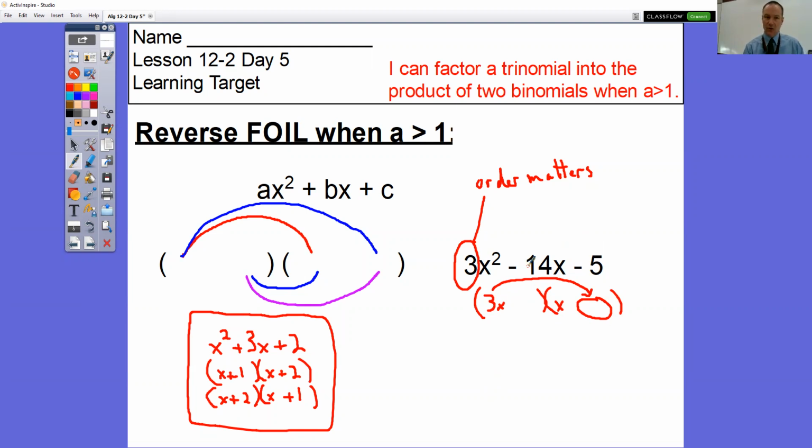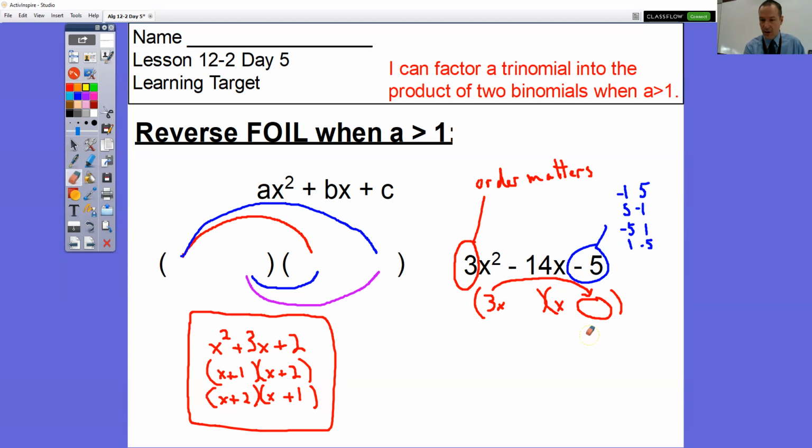I would strongly recommend writing out possibilities. There's going to be a lot of trial and error today. Sometimes you're going to get lucky and guess right. Other times you're not. So what are the possibilities of what times what is negative 5? Well, we could have negative 1 and positive 5, but because the order matters today, we could also have 5 and negative 1. We could have negative 5 and positive 1, but we could also have 1 and negative 5. So there's really 4 different possibilities that you would have to try today and see if they work.